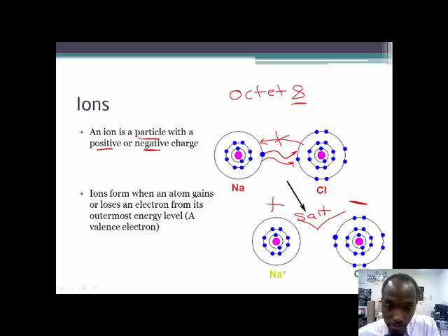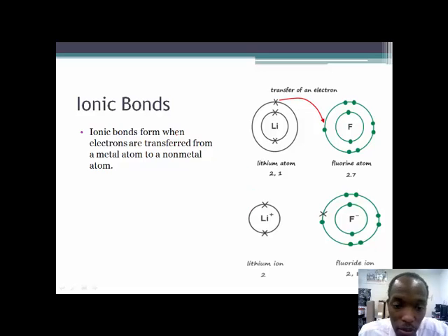Alright? So ions form when an atom gains or loses an electron from its outermost energy level. Remember, that's important, that it has to happen from the outermost energy level. The ones already in there don't change. That's why valence electrons are important, because your valence electrons are the electrons on the last energy level. They determine the chemical bond. Alright, so ionic bonds form when electrons are transferred from a metal atom to a non-metal. So we have metal and non-metal.